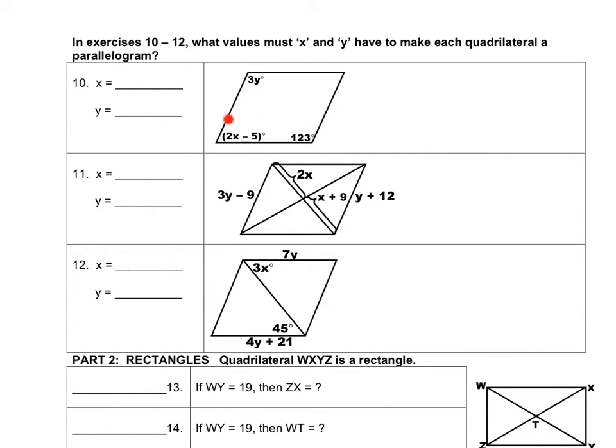You can't do anything with these two angles right now just yet. What do you know from your properties? On the property on your paper on number 2, it says opposite angles are congruent. So these angles are congruent, so that means they have to be the same. So set them equal to each other. So you have 3y equals 123. When you divide by 3 on both sides, you are going to get y equals 41.